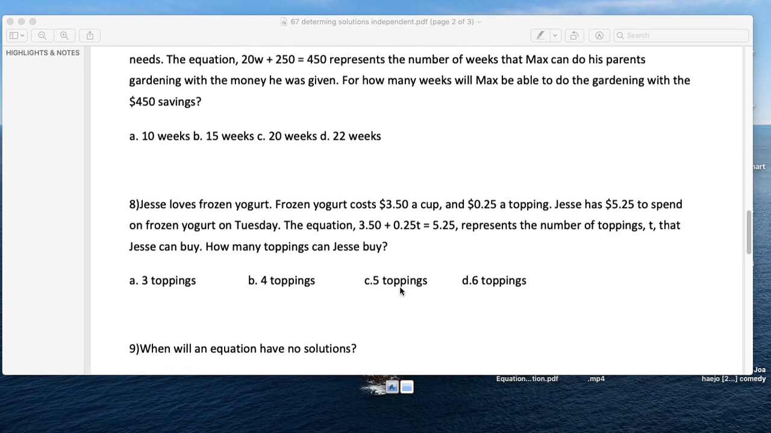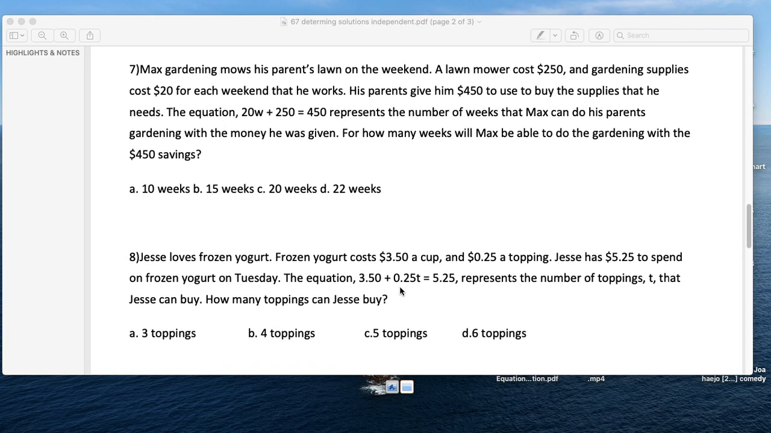Okay, so let's do number 7. Max mows his parents' lawn on the weekend. The lawnmower costs $250. Gardening supplies are $20 for each weekend that he works. His parents gave him $450 to buy the supplies that he needs. Here's the equation: 20W plus 250 equals 450. That represents the number of weeks that Max can do his parents' gardening with the money he was given. How many weeks will Max be able to do the gardening with the $450 savings?